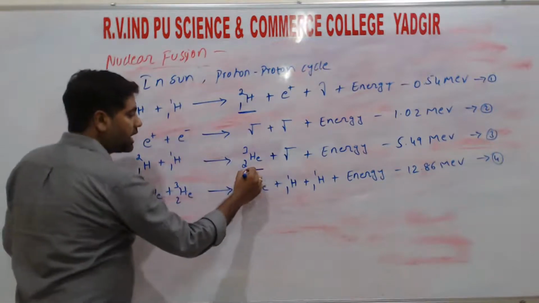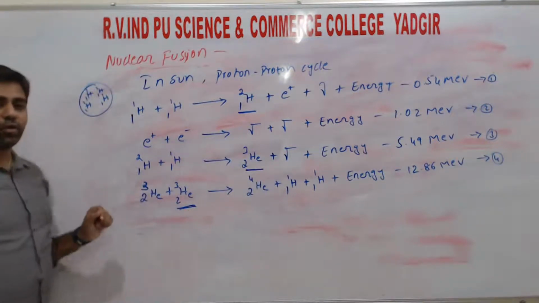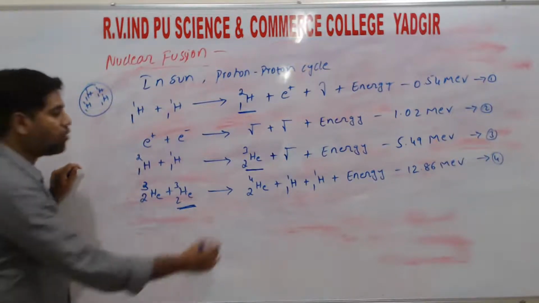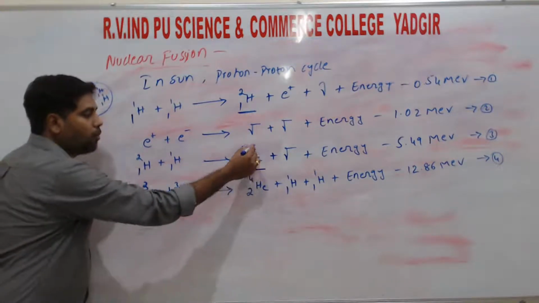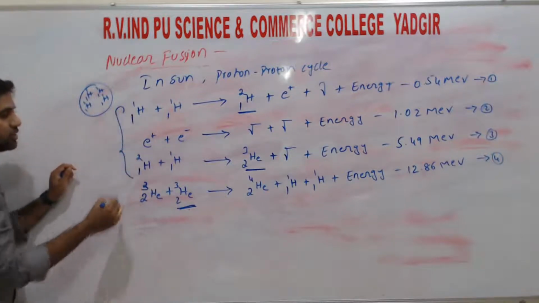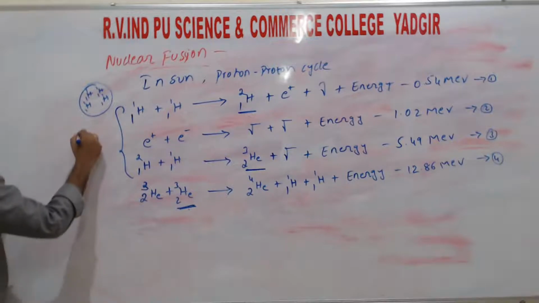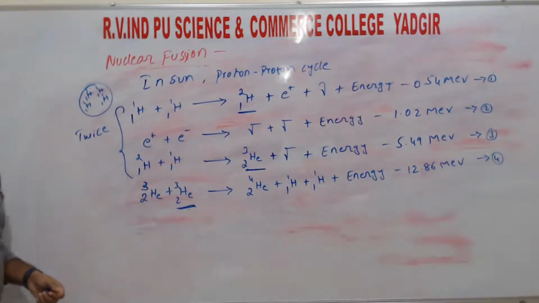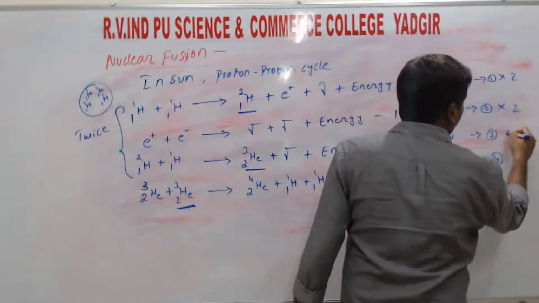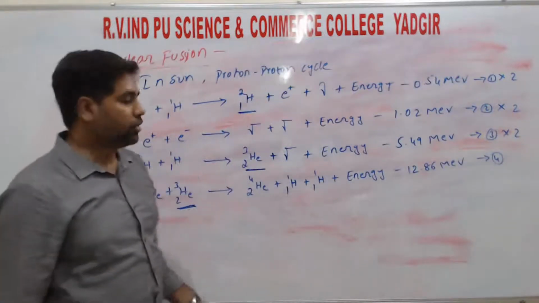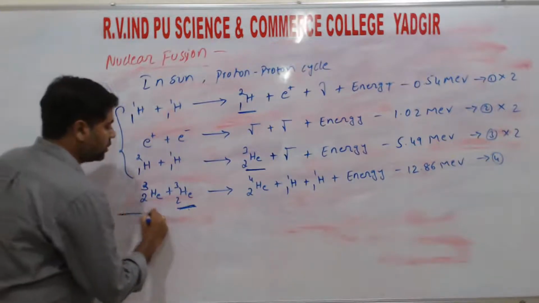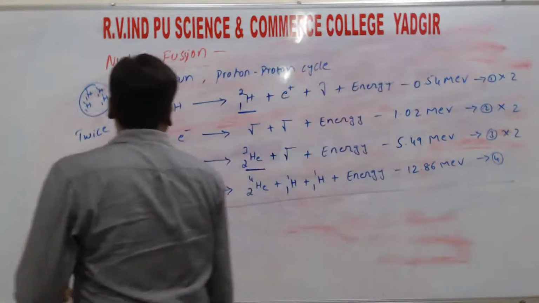So this helium nucleus again combines with another helium nucleus, so these three reactions have to repeat twice, right? Here we have only one helium nucleus, so for bombarding this helium nucleus with another helium nucleus, these three reactions have to take place twice. That means we multiply the whole equation by 2, and then only do we get this fourth equation, right? So if we rearrange and write the above three equations, we can write.